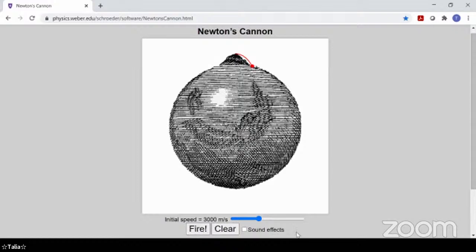All right, so it didn't get very far. So let's maybe increase the speed a little bit and go up to 5,000 meters per second. All right, so we see that it got a little bit farther. Let's do 6,000 meters per second. All right, got a little bit farther, so you can see the pattern happening here. Let's do 7,500 meters per second. Thank you, Talia.